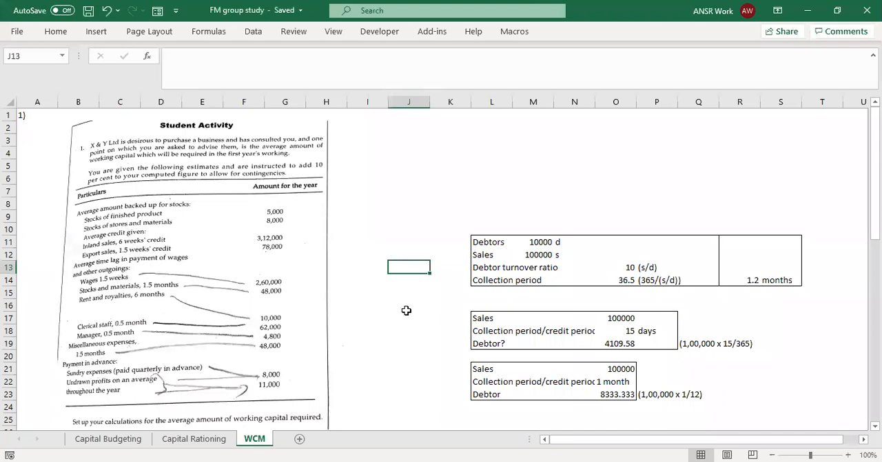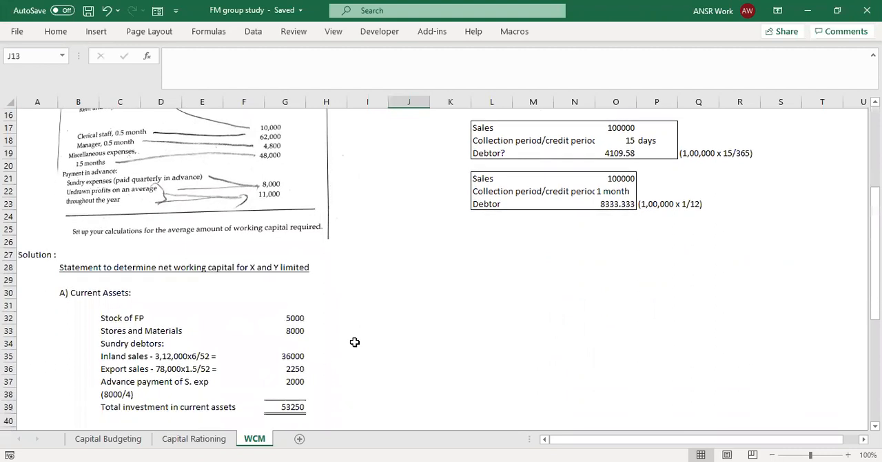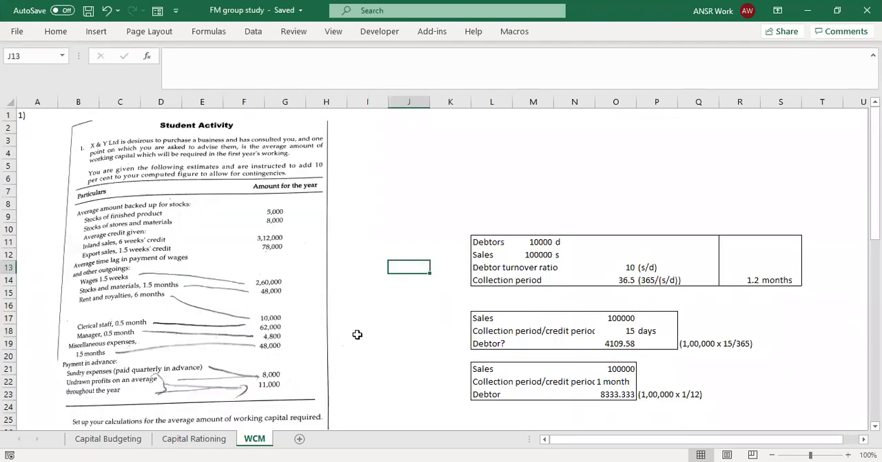52 weeks. Absolutely, 52 is correct. Take 52 only, do the calculation, and tell me the amount of debtors from inland sales. 36,000. 36,000 is the correct answer. Yes, absolutely. And from export sales, please.